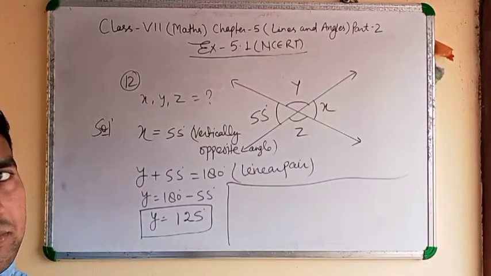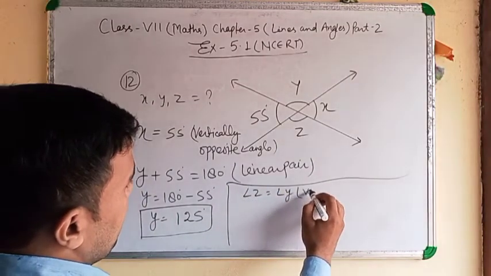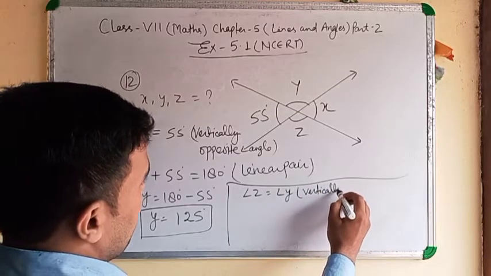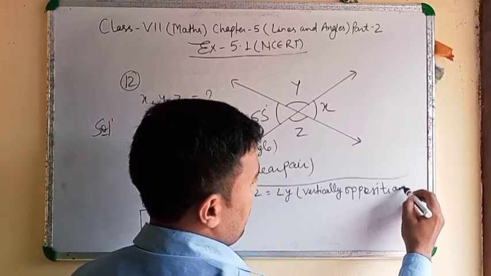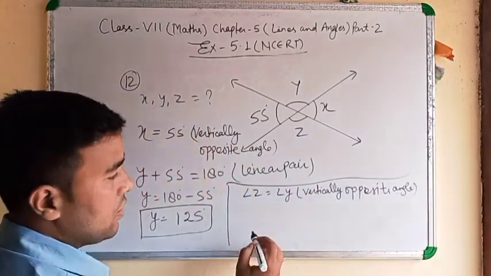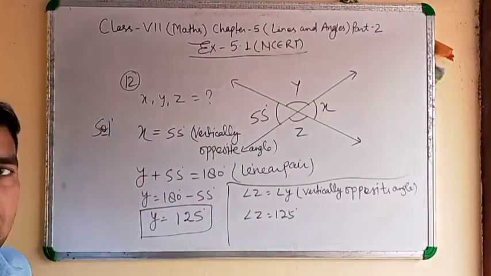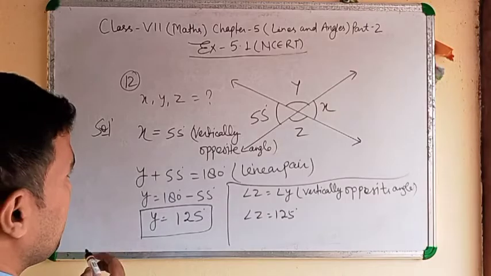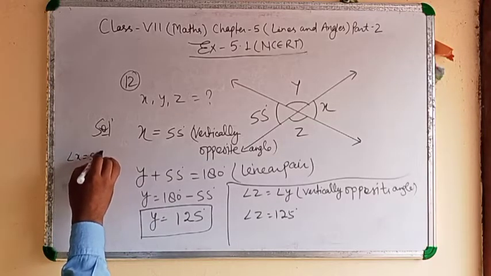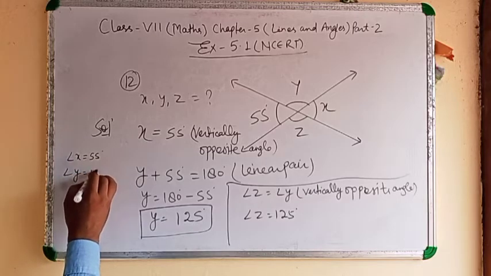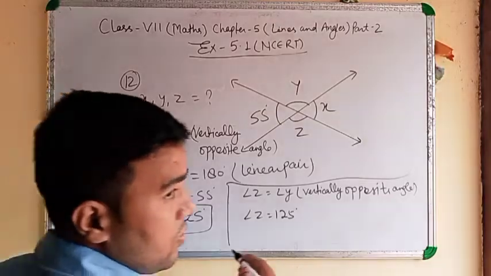After that, the value of z: angle z equal to angle y by vertically opposite angles. Clear? Then angle z equal to 125 degrees. Clear? This means x equal to 55, y equal to 125, z equal to 125. Clear to you?